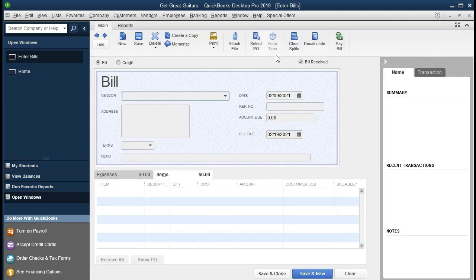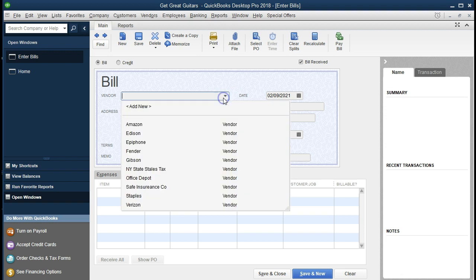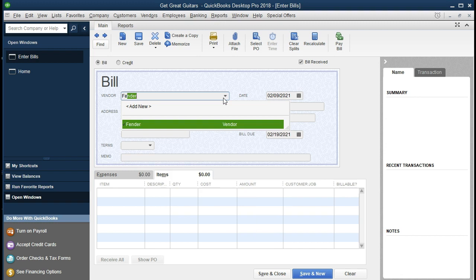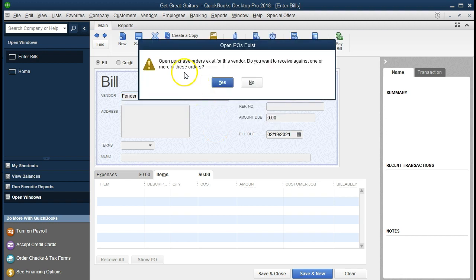Then we're going to choose the vendor that we're receiving this from, and in this case we're going to choose Fender. Now you could select the drop down and that'll have your vendors here. If you start typing in the name, there is the vendor Fender, and we're going to say tab, and a pop-up should pop up if we are in the same data set, saying you have a purchase order for Fender. Would you like us to populate this bill with that information from the purchase order? We're going to say yes.